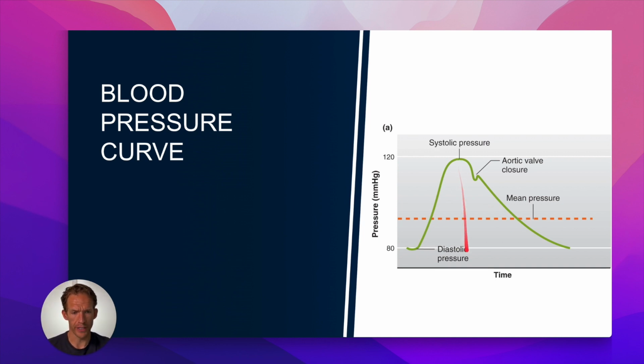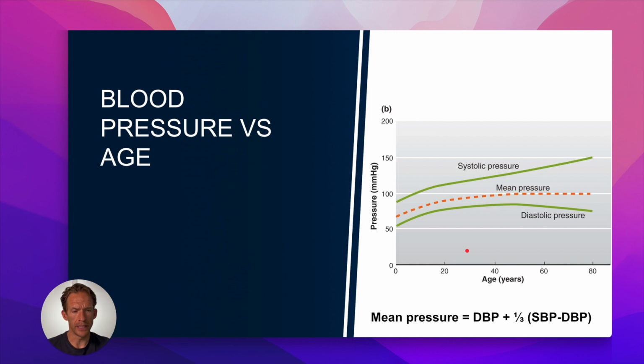So the pulse pressure is the difference between the two. The mean arterial pressure can be calculated by this formula, by just taking 1/3 of the pulse pressure on top of the diastolic blood pressure.